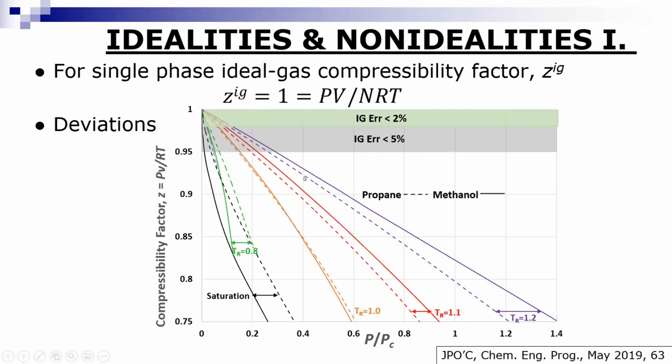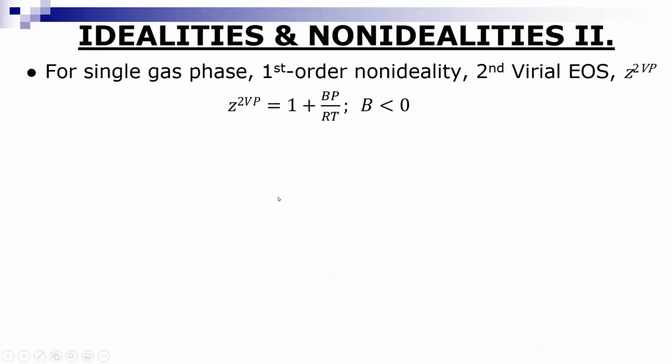And this is now the region in which the ideal gas approximation gives you within 2%, because this is 0.98. And this would be where the ideal gas approximation would get you within 5%. So if you're in this region, you may want to choose ideal gas because it's adequate for your purposes. That's where you decide how much error you can tolerate.